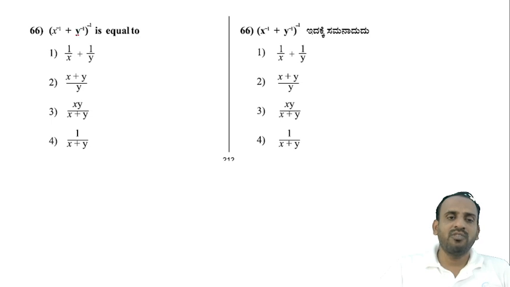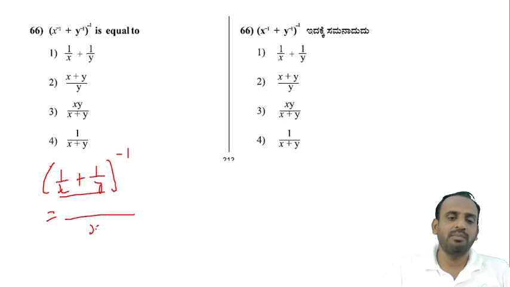X to the power of minus 1 plus y to the power of minus 1, whole to the power of minus 1. So let us do it one by one. X to the power of minus 1 means 1 by x, plus y to the power of minus 1 means 1 by y, whole to the power of minus 1. First we will solve this. Whatever is inside the bracket, we will take out LCM, xy. So it will become x plus y over xy, whole to the power of minus 1.